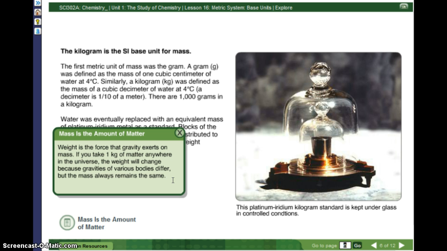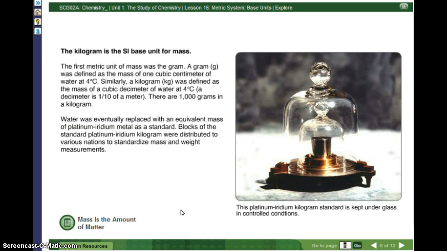Mass is the amount of matter. Weight is the force that gravity exerts on mass. If you take 1 kilogram of matter anywhere in the universe, the weight will change because gravities of various bodies differ, but the mass remains the same. Mass is how much stuff you're made of. Gravity pulls you down, and that's your weight. Your weight changes on the moon because the moon has less gravity. Your mass does not.